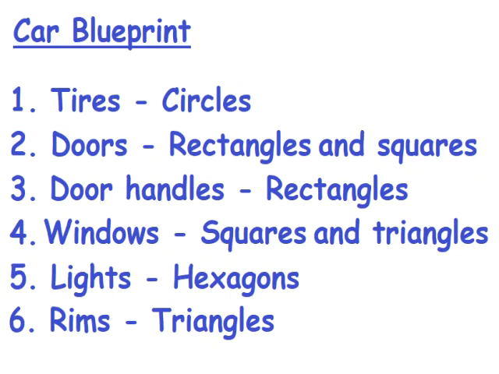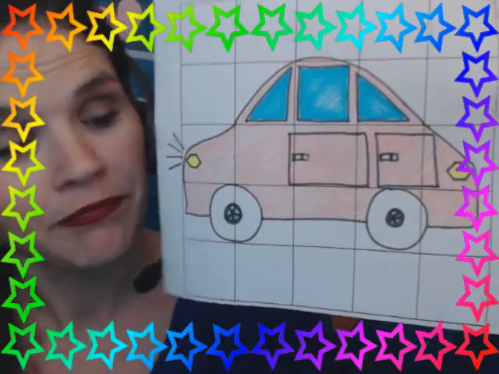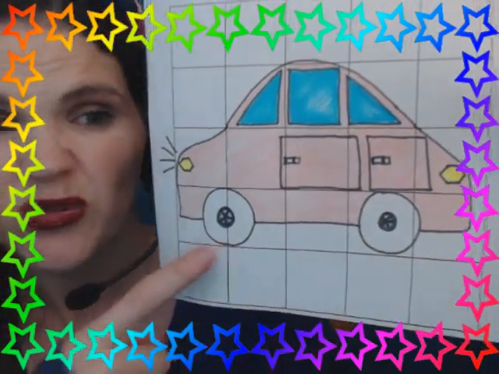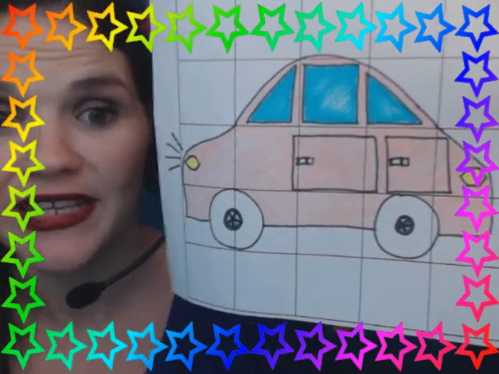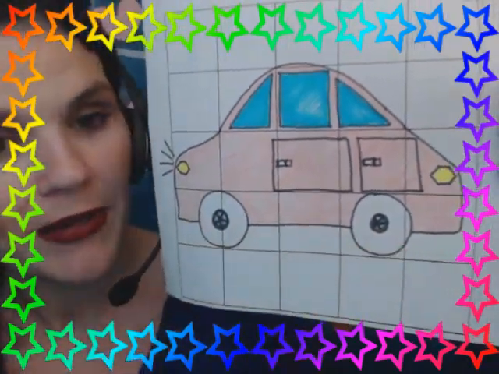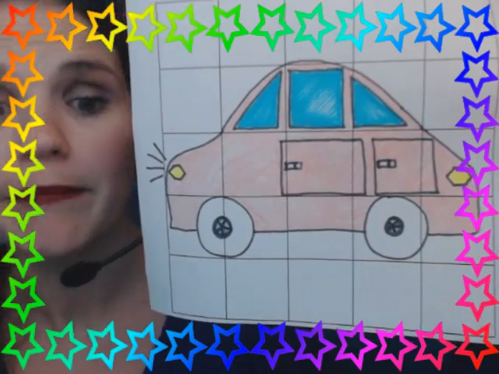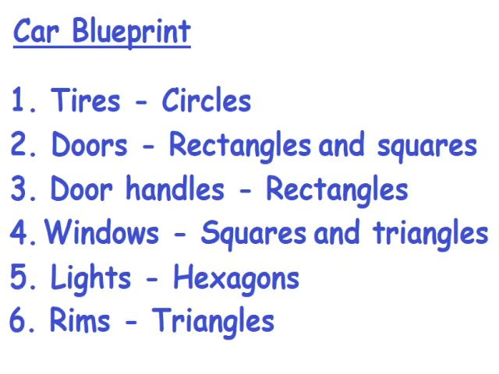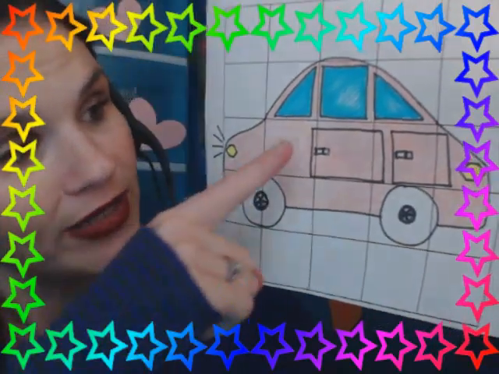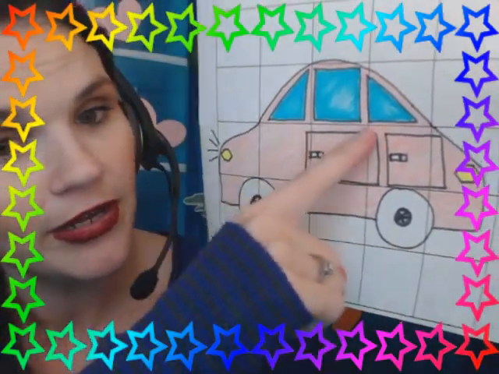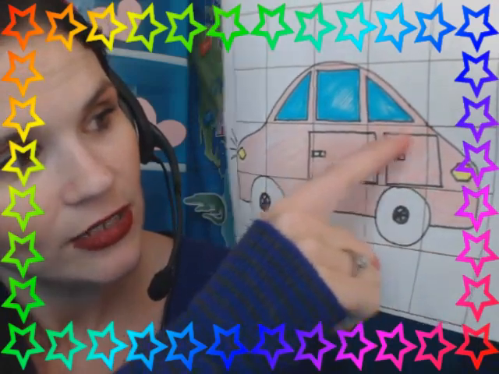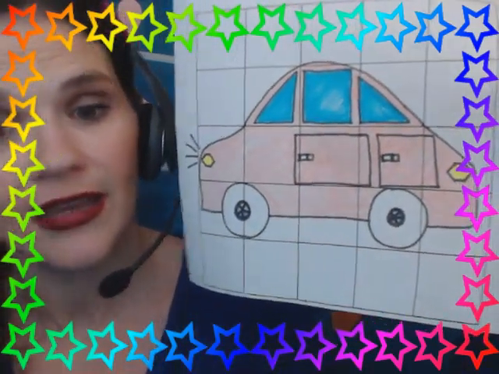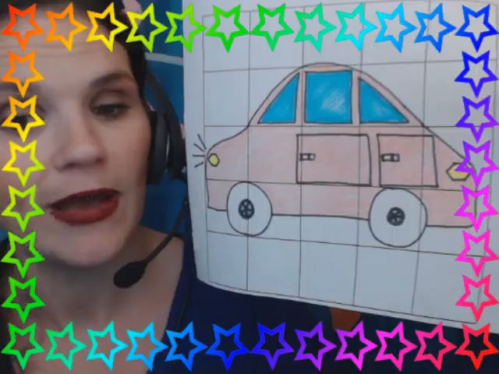The first thing I had were the tires, and I said they were circles. Here are my tires. You can only see two because this is a flat picture. A car really has four, of course, but you can only see two on my flat blueprint, and they are both circles. So check, I took care of my first part. My second part was the door or doors, and I said I was going to make them both rectangles and squares. You can see this door is longer, like a rectangle. This door has equal sides, so it's a square. So check, I've got my second part taken care of as well.